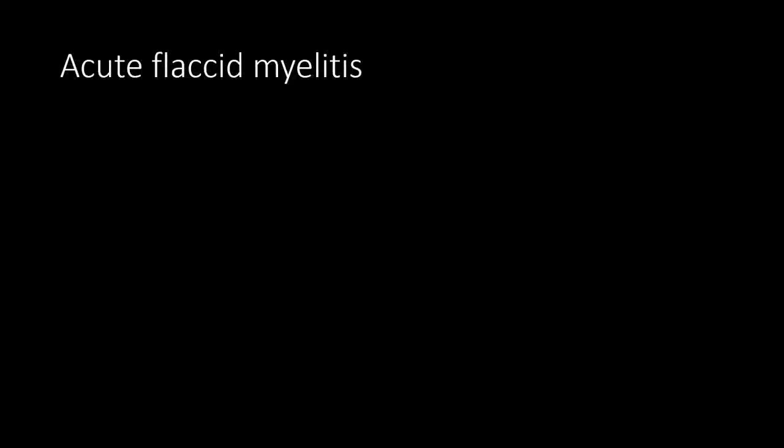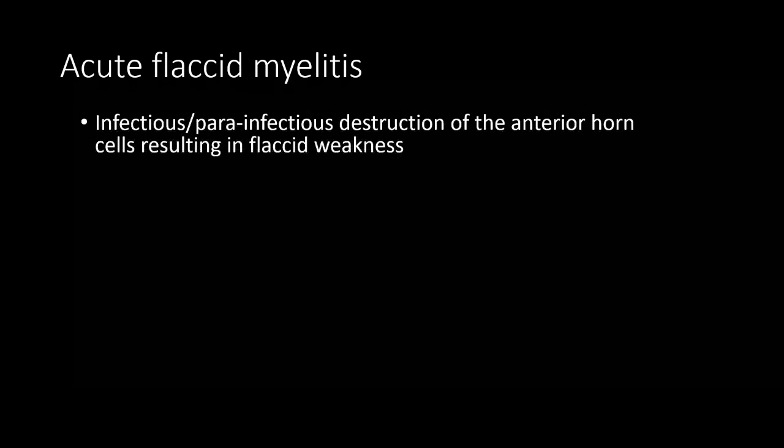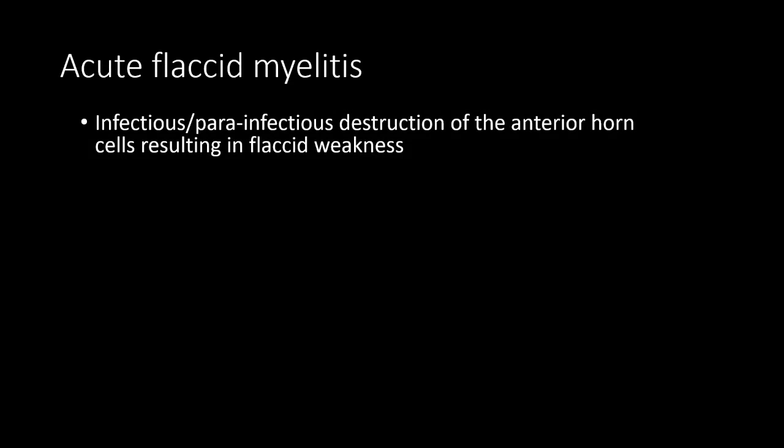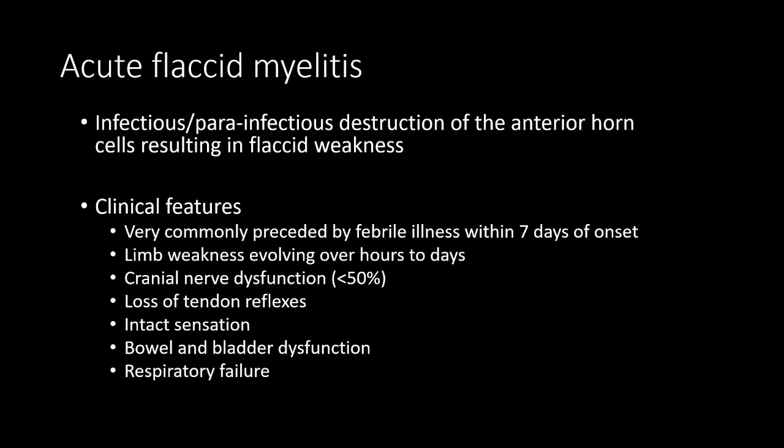So moving on from GBS, I'm going to talk briefly about acute flaccid myelitis. This is an interesting disorder that has gotten a lot of attention in the last 5 to 10 years. It's thought to be an infectious, parainfectious destruction of the anterior horn cells resulting in flaccid weakness, similar to poliomyelitis, but due to different entities. These patients very commonly have a febrile illness about a week before they present, and then pretty rapidly evolve limb weakness that can involve the arms and the legs.